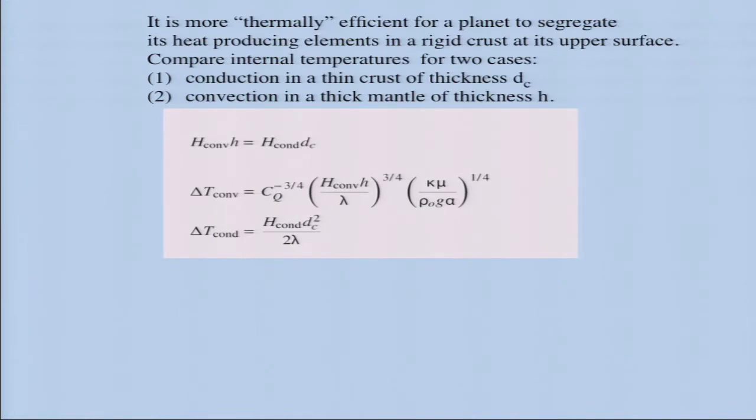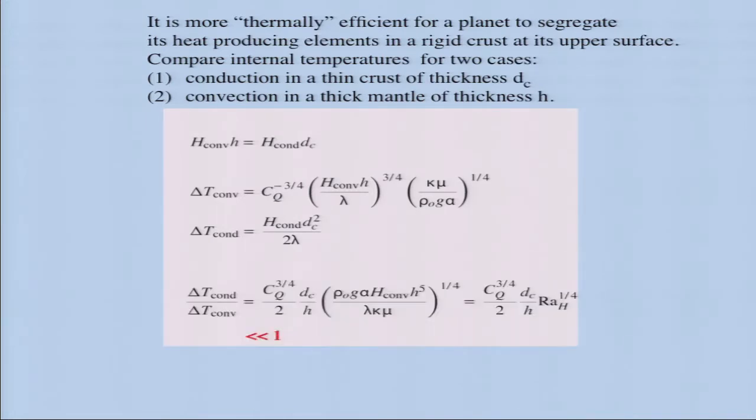We can scale these two. And a dimensionless number shows up. Wow. So dimensionless number, delta T conduction over delta T convection. You can rewrite this as a function of this thing. That's a constant. DC is crustal thickness. H is thickness of the mantle, and that's a Rayleigh number. You can see, of course, that the viscosity here shows up, but at the power 1/4. And it turns out that if you plug in numbers, then this is much less than 1.